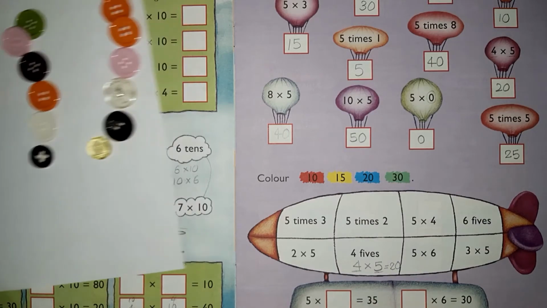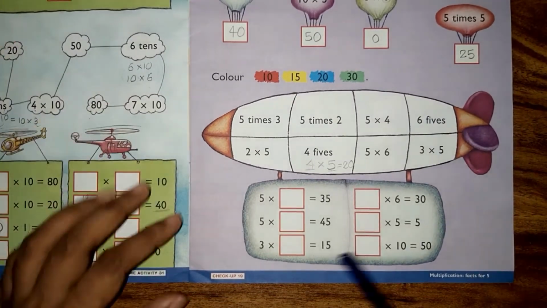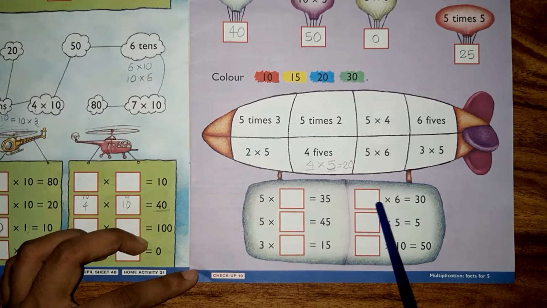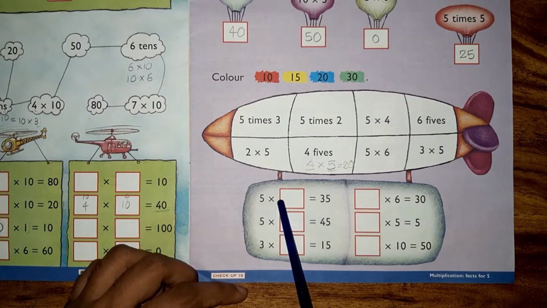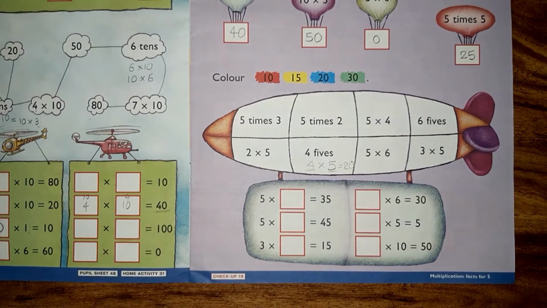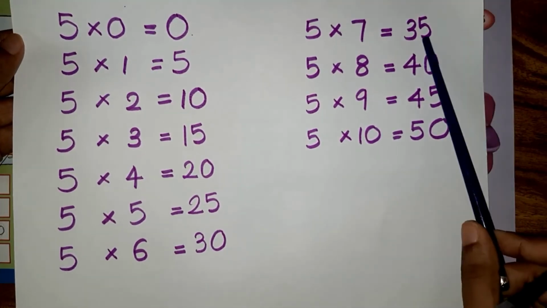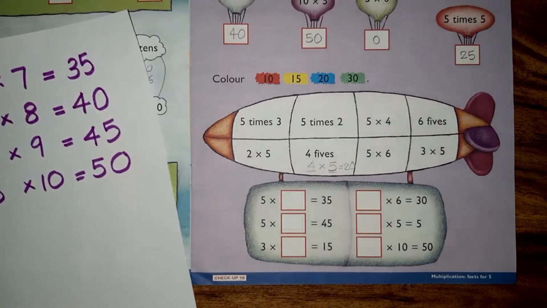Okay, now the last activity for page number 12. Here you have some blanks, invisible numbers. You have to think what the answer is and write it down here. Let me do 2 examples from this part. First one, 5 times which number? We have 35. You have to look at the 5 times table, and 35 we will get from 7. 5 times 7, it's 35.